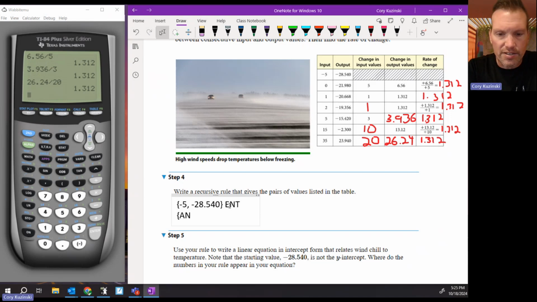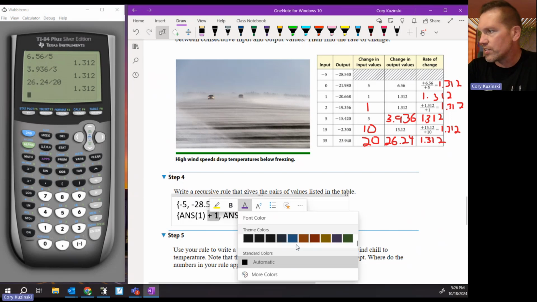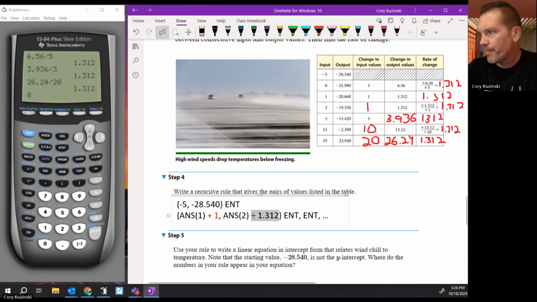And we're going to take answer 1. And what are we going to do to that? I guess we got to add 1, because otherwise we're not going to get all those values. And then answer 2, we're going to add the rate of change, which is 1.312. We're going to do that repetitively. Enter. All right. So again, I'm not going to make those green because they're not really our starting values, but I'm definitely going to make this red because it is our rate of change. All right. Go with that.